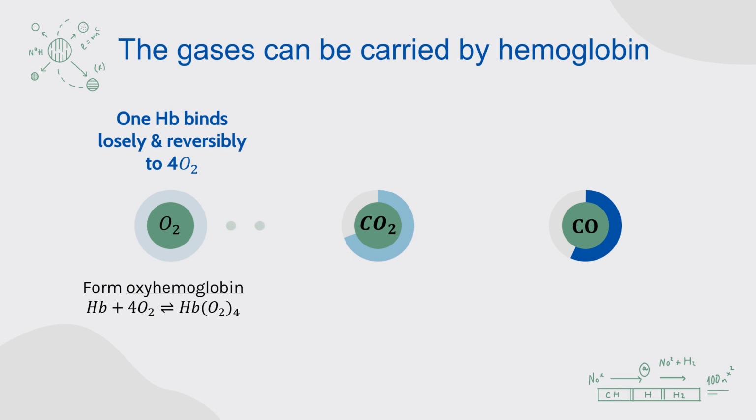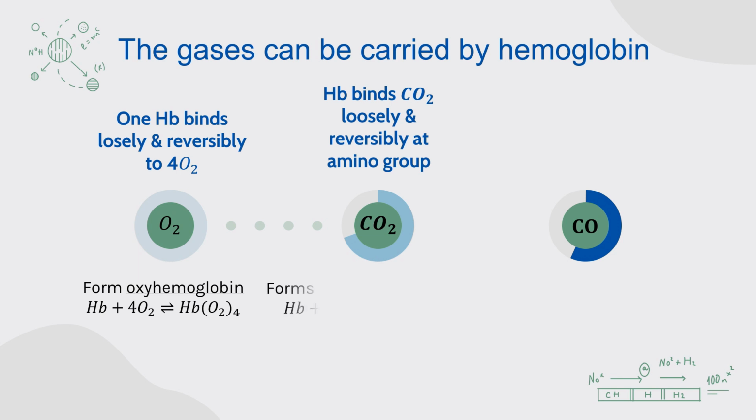The second gas is carbon dioxide. Hemoglobin will bind to the carbon dioxide loosely and reversibly at amino group and forms carbaminohemoglobin, and we can see it in the equation given.